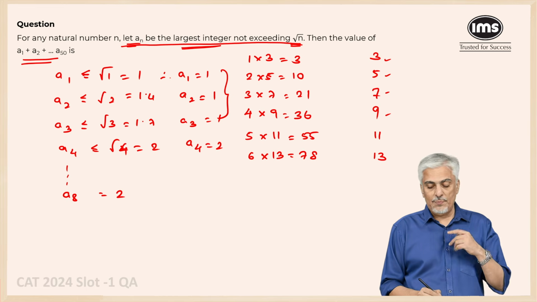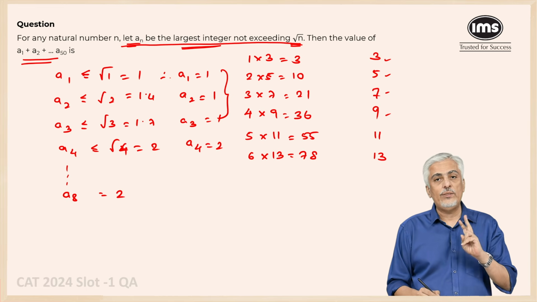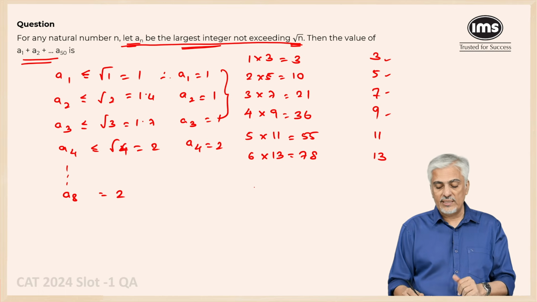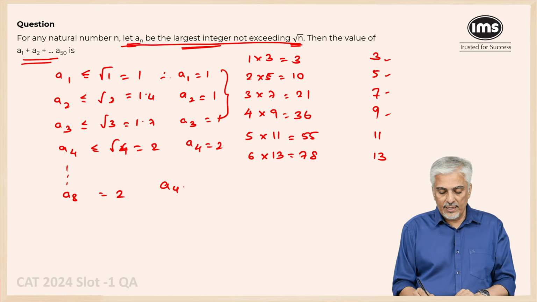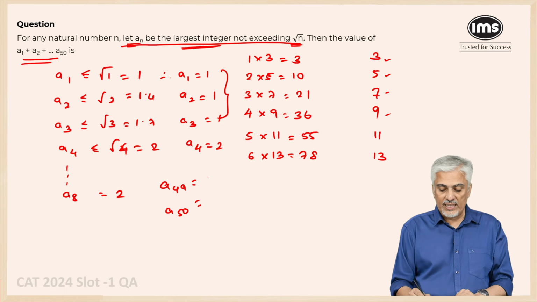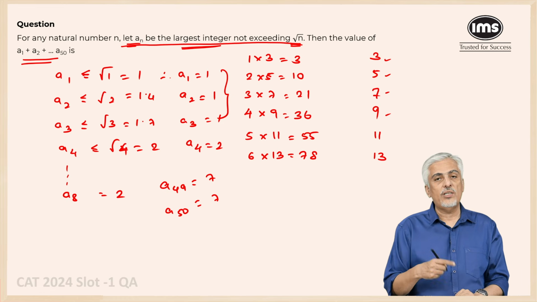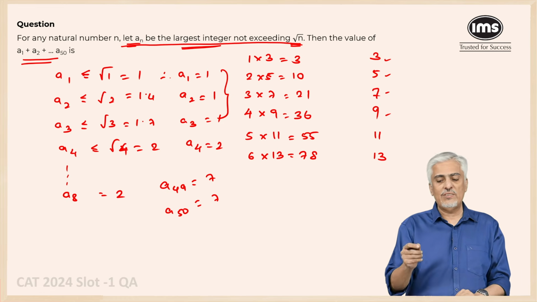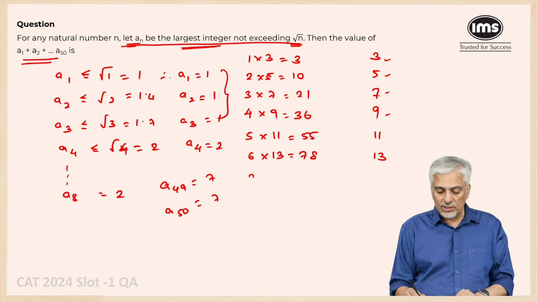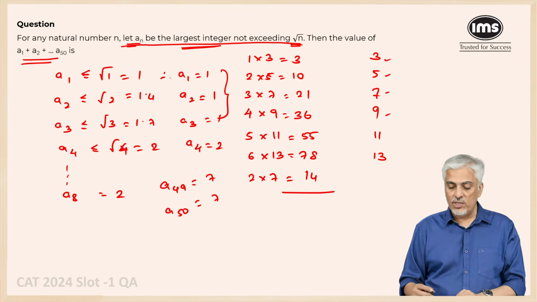Now, that means we have already finished 48 numbers. There are only 2 numbers left. So, the next 2 numbers, that is A49 and A50. Both of them will be how much? They will be 7. Because square root of 49 is 7, square root of 50 is just above 7, so 7 only. So last two numbers will be 7 each, so 14. Add up all this to get your answer.